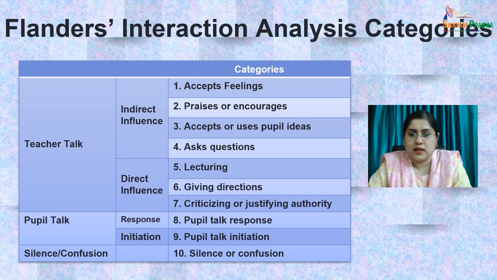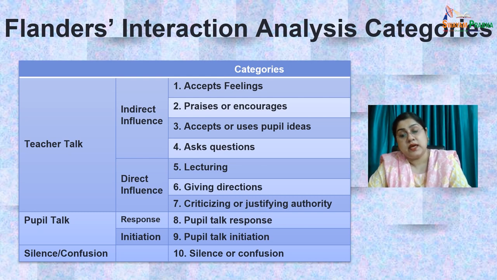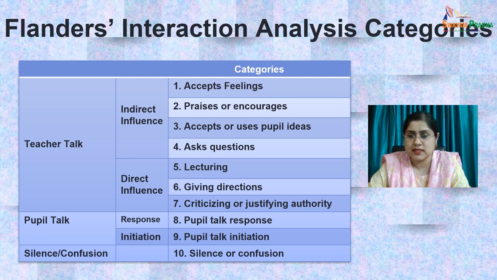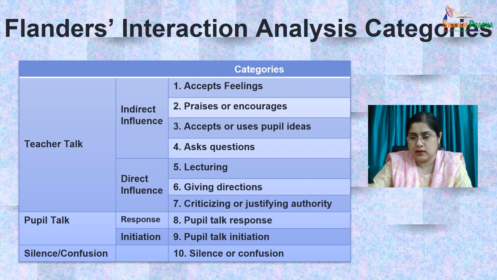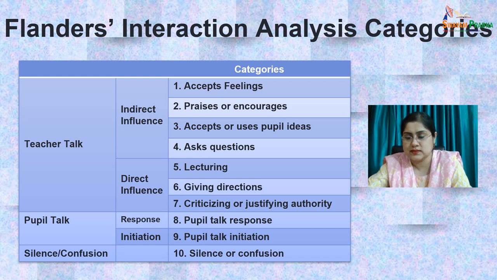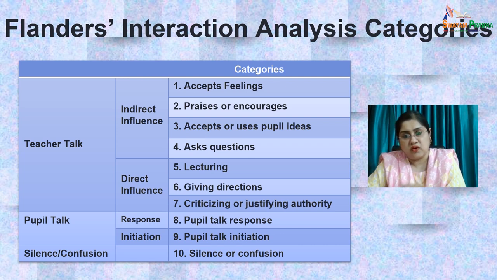What are these? Under the indirect influence, there are four categories. The first one is accepts feelings. The second is praises or encourages. Number three is accepts or uses the ideas of the students. And number four is asks questions. So these are the four basic things which are considered to be the indirect influence of the teacher talk.